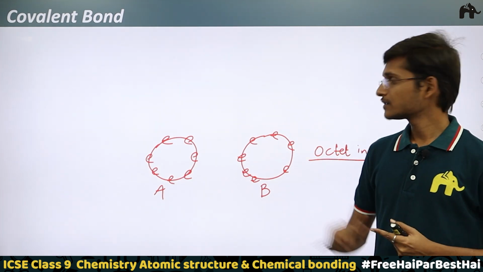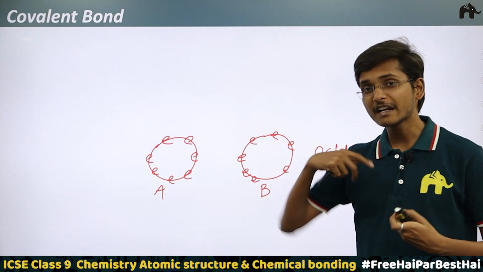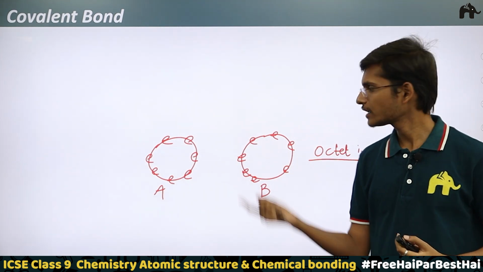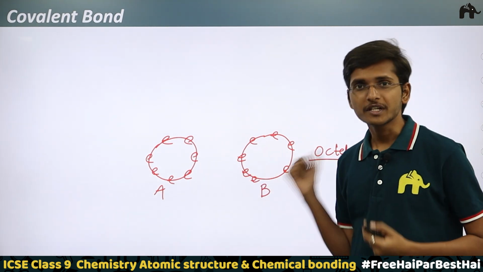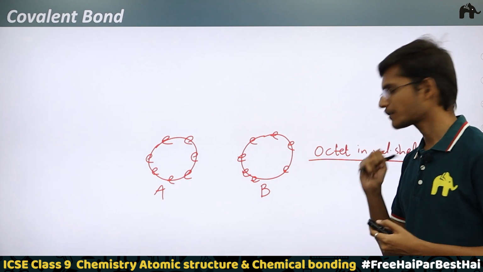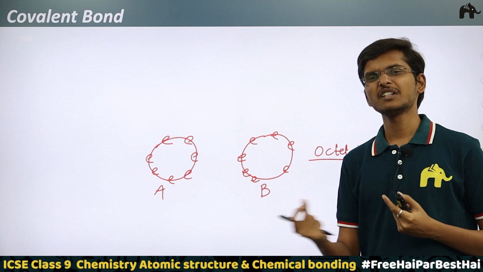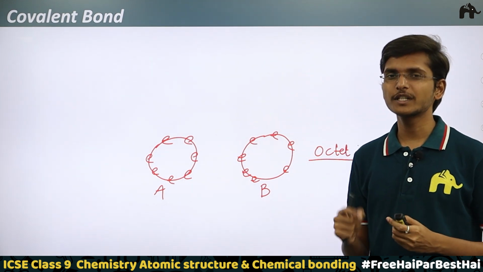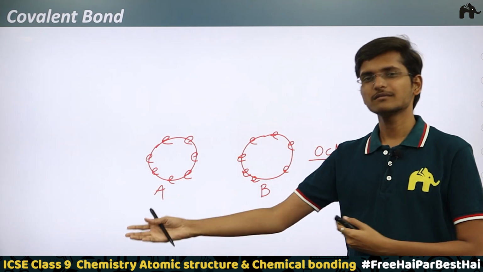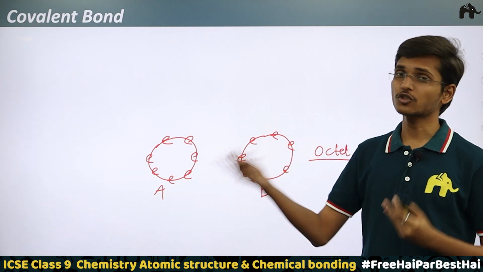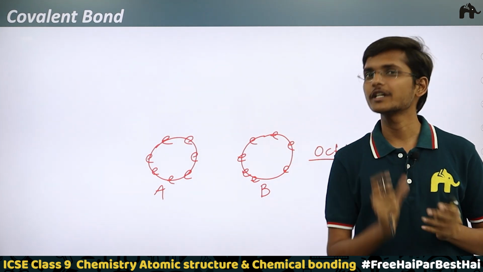Now the problem here is that both of them want 1 electron, but no one is ready to give up an electron, neither atom A nor atom B. It is the same as you and your best friend. Suppose you are atom A and your best friend is atom B. Both of you want that one single chocolate, but neither of you is willing to give that chocolate completely to the other. So what you do is you share that chocolate.